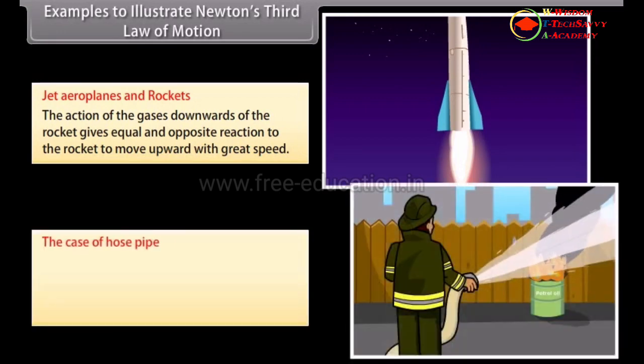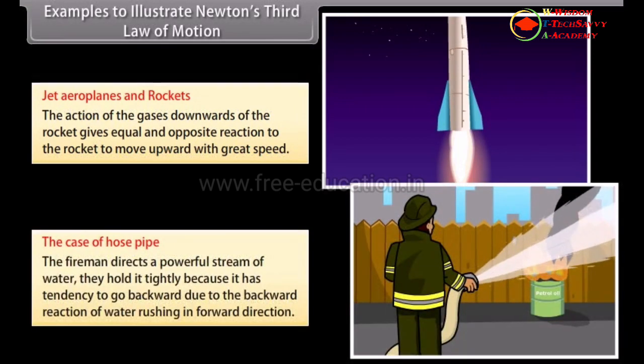The case of the hose pipe. The fireman directs a powerful stream of water. They hold it tightly because it has a tendency to go backward due to the backward reaction of the water rushing in the forward direction.